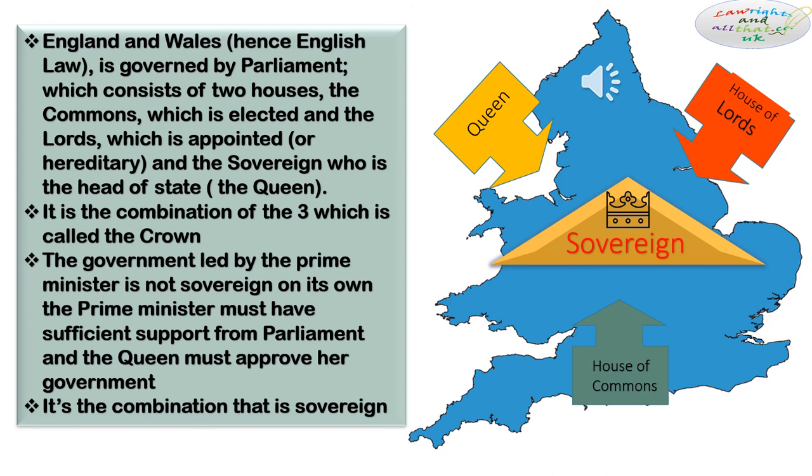The next source of English law is legislation. England and Wales is governed by Parliament, and the Crown is the government embodied. So, when we say the Crown or the Sovereign, or the House of Commons and the House of Lords, what do we actually mean? Well, Parliament is made up of the House of Commons and the House of Lords, with the Queen as well. Those three bodies together, the government, are called the Crown. And it's the combination of the three which is sovereign over all other forms of law.